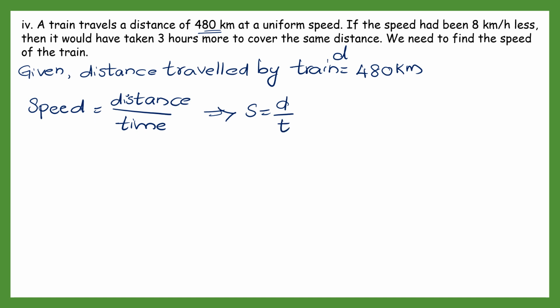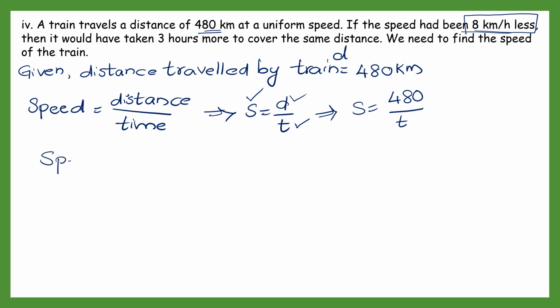This is the ideal scenario. That means if it travels a distance D with a speed S, it will take time T hours. Now, they have given distance is what? 480. Then it will take how much time? T hours. Now they are telling that if speed has been 8 kilometers per hour less, that means speed decreased by 8 kilometers per hour.